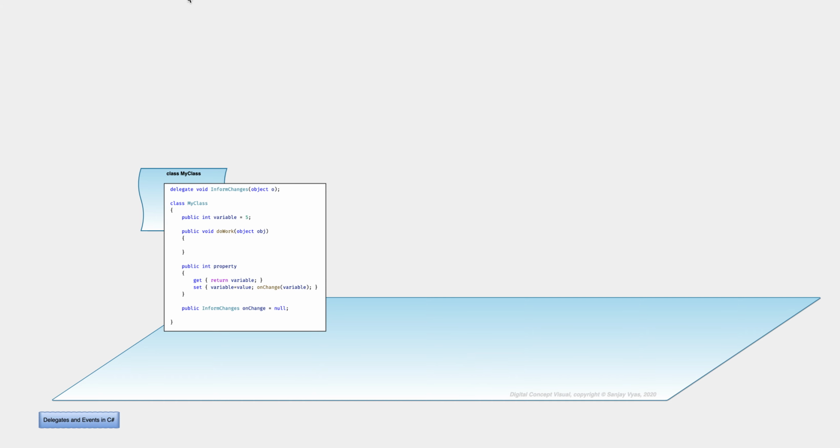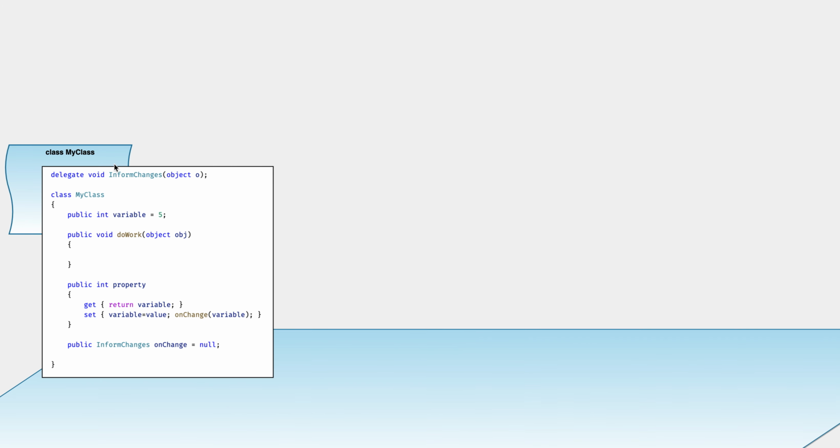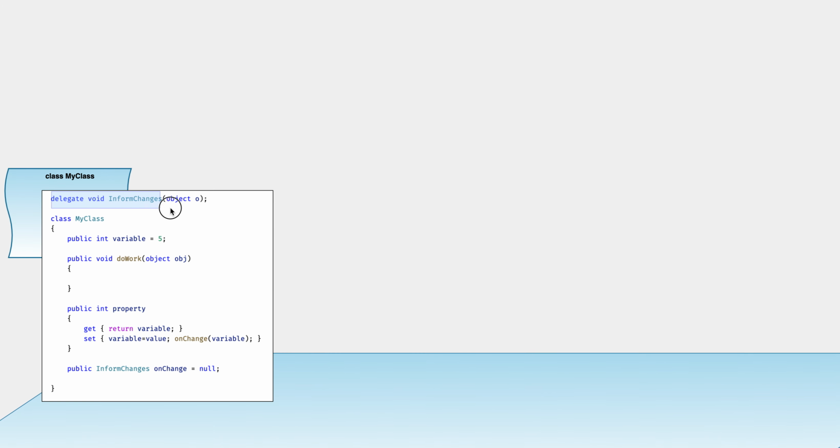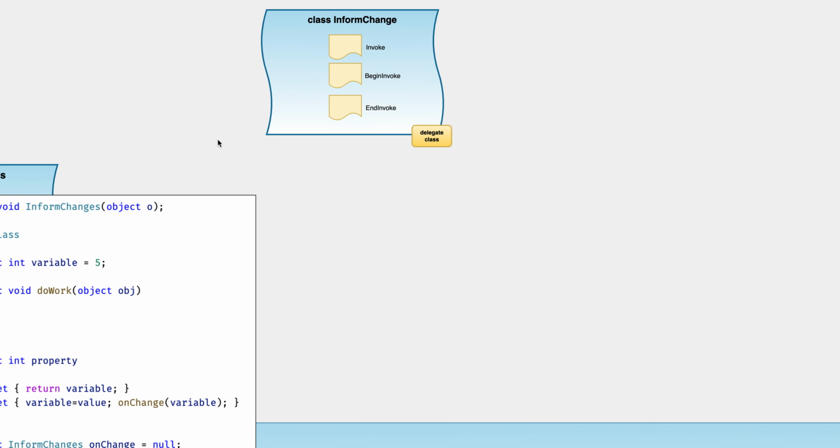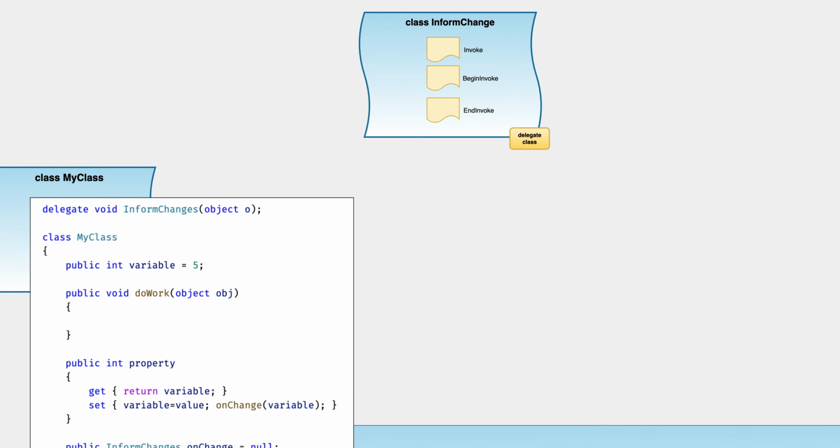Today we will talk about delegates and events in C Sharp. So let's say we have a class which defines a delegate. So what really happens? When we define a delegate like this, it generates a class internally, which is known as the delegate class. So the delegate keyword generates a class.